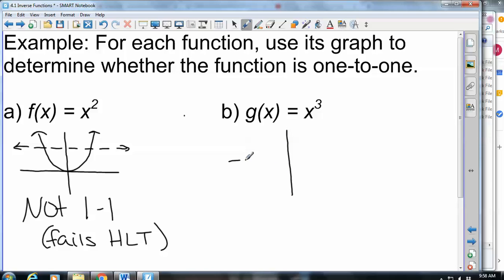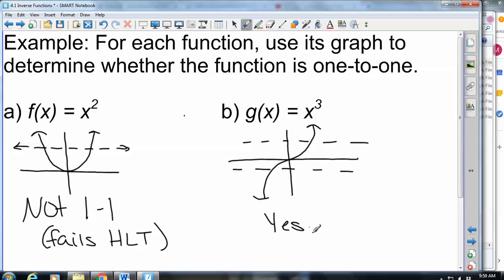Okay, what does x cubed look like? Is that one going to be 1 to 1? Yeah, no matter where I draw my horizontal line, it only touches once, so this one is 1 to 1. It passes the horizontal line test.